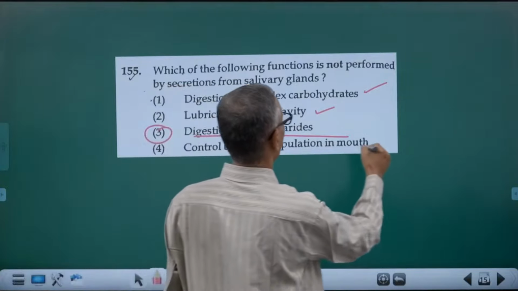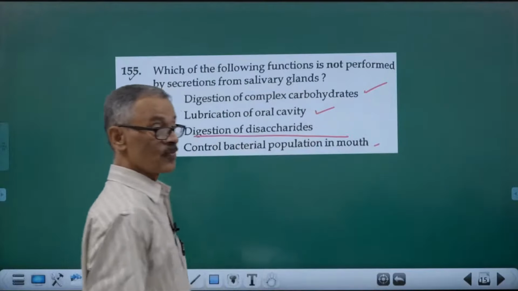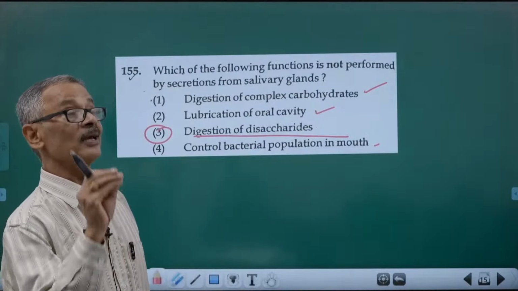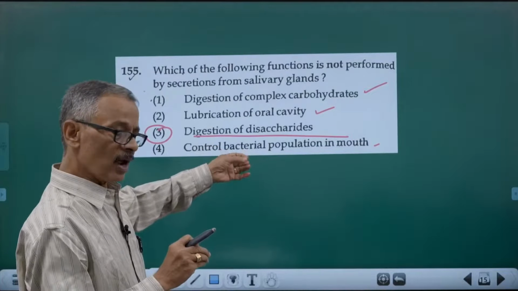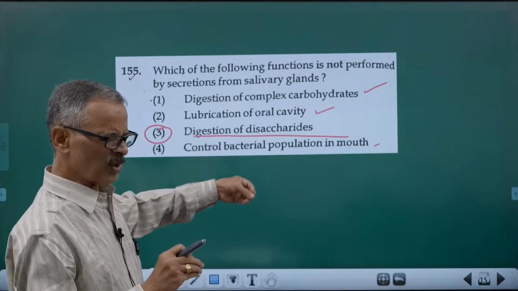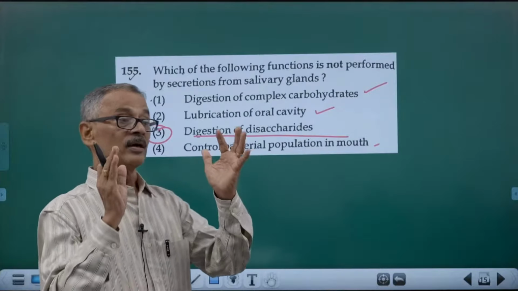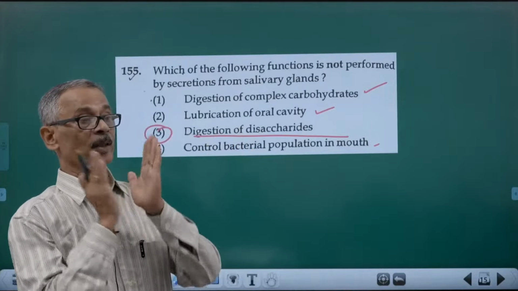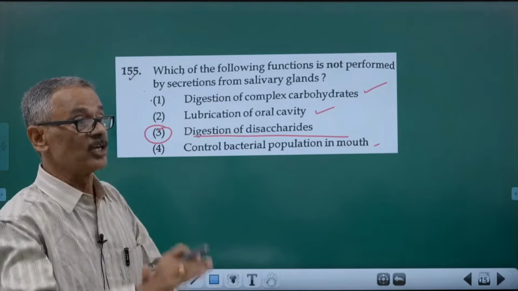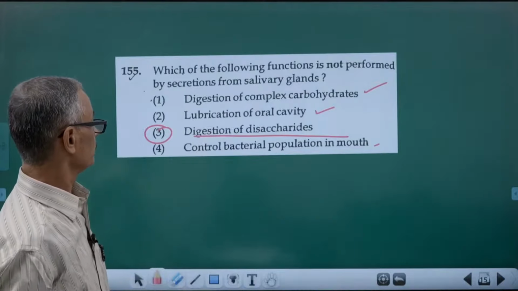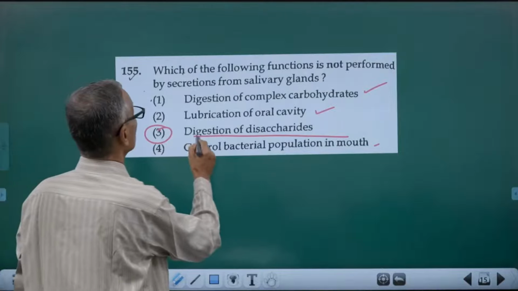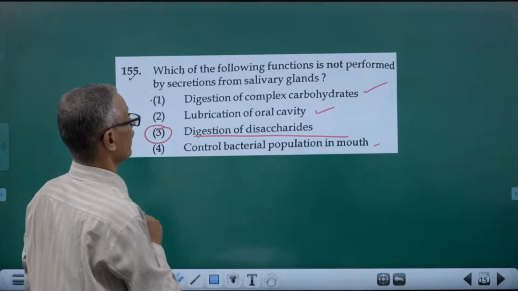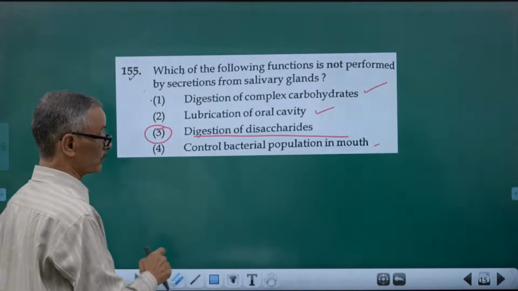Control of bacteria population in the mouth. It contains lysozyme. So, because of the lysozyme and also because of the presence of certain chemicals, bacterial growth is inhibited, suppressed. Okay. So, digestion of polysaccharides is not taking place.